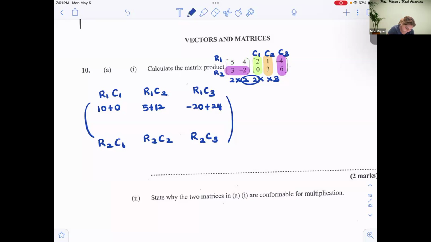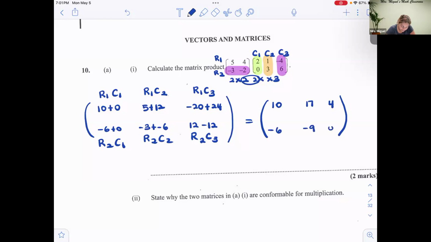So negative 3 by 2 is negative 6 plus 0. Negative 3 by 1 is negative 3 plus negative 6. Then we have 12 minus 12. Simplifying my 2 by 3 matrix, I will get 10, 17, 4, negative 6, negative 9, and 0.